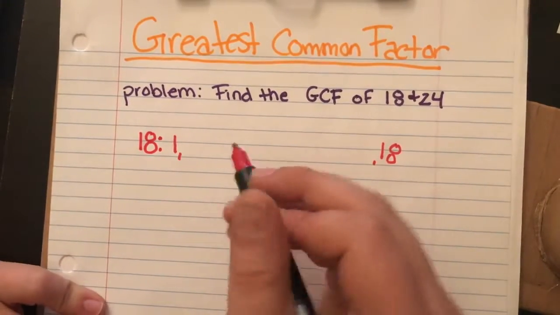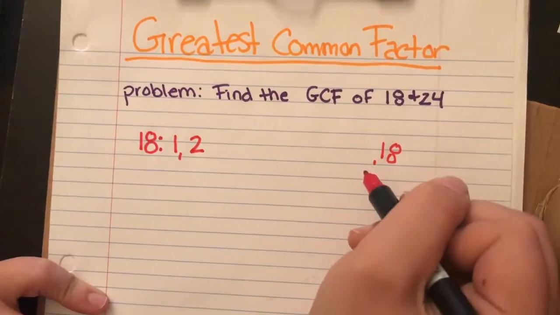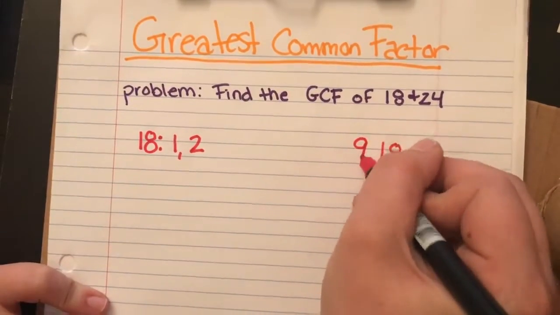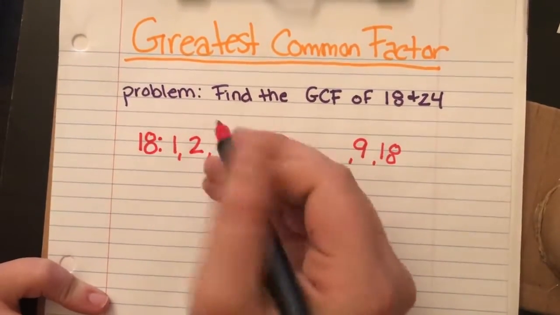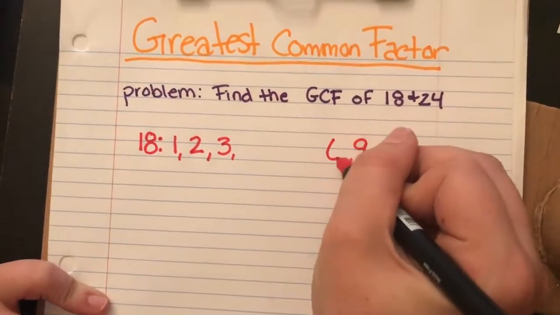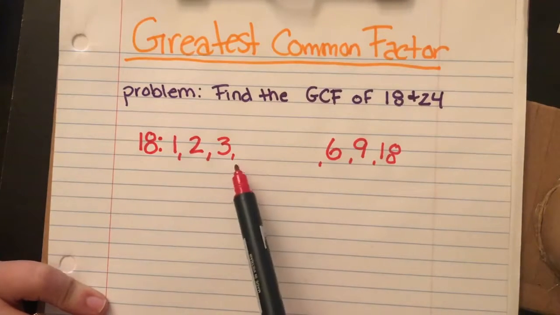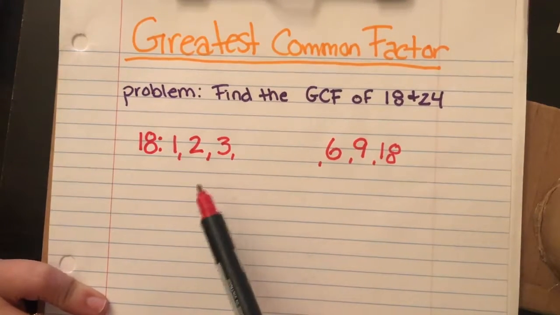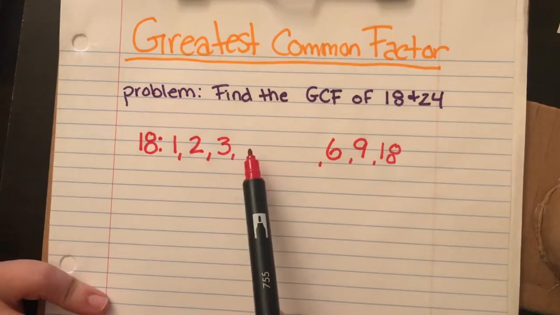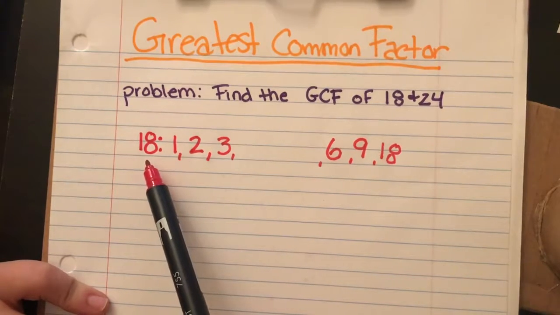can go into 18. So I know 2 can go into 18 because 18's an even number. So 2 times 9 is 18. 3 can go into 18 because 3 times 6 is 18. And I know 4 cannot go into 18 because 4 times 4 is 16, and 18 is only 2 away from 16. 5 cannot go into 18 because it doesn't end in a 5 or a 0.